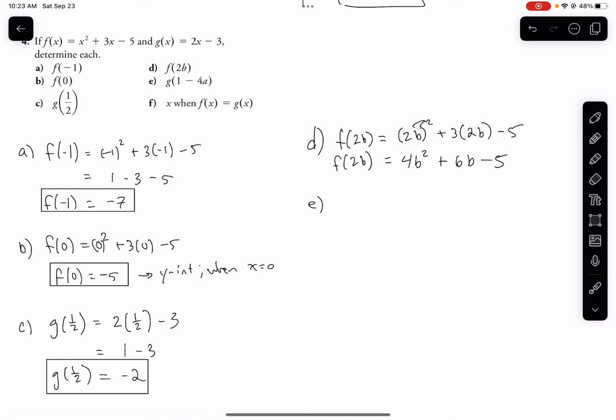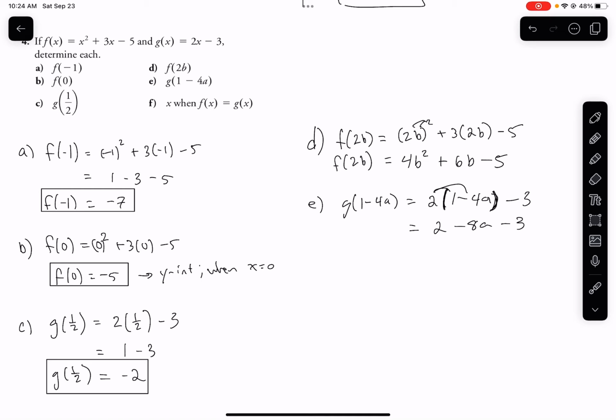Okay, for question E, we're going to evaluate when x is 1 minus 4a in the g of x function. So 2 times 1 minus 4a minus 3. Okay, and it's important that you are always, whenever you substitute in, you are using brackets because the 2 needs to be distributed to both terms on the inside of the bracket. Okay, so we're going to get 2 minus 8a minus 3.